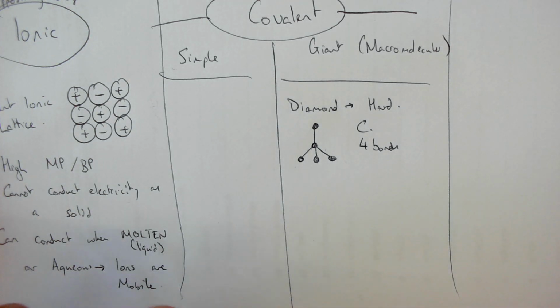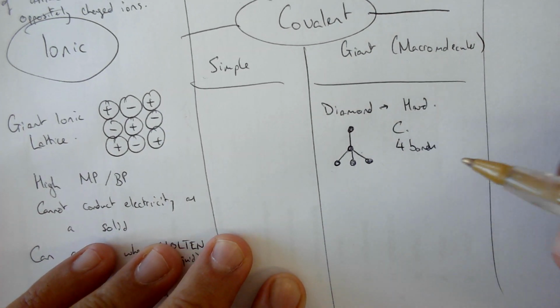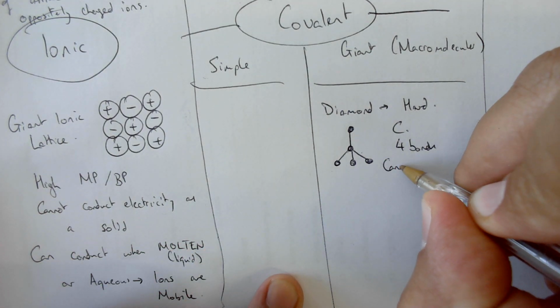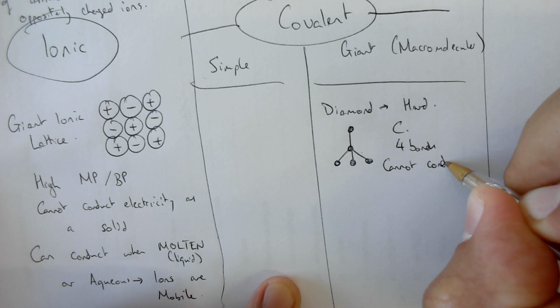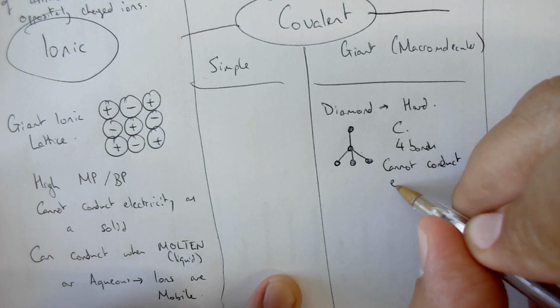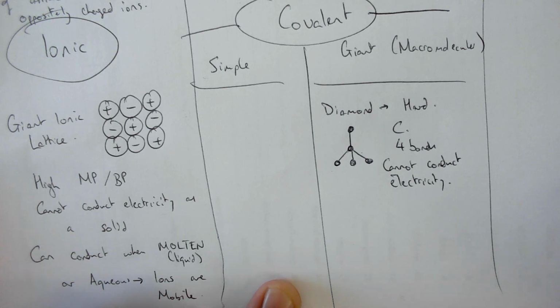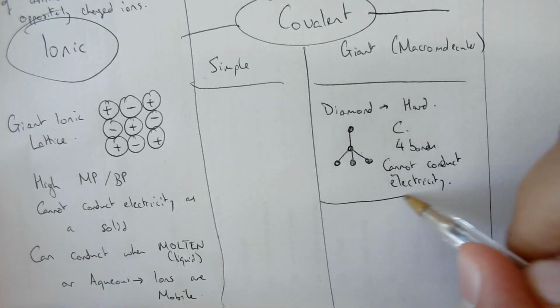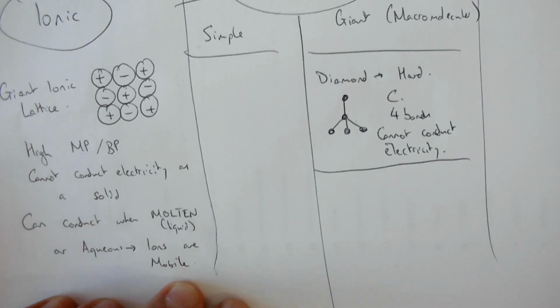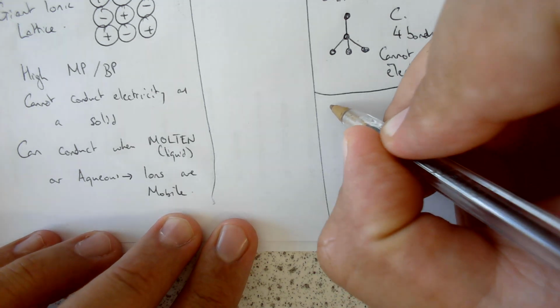Now carbon in diamond is an allotrope. That means it's a form of carbon. It cannot conduct electricity because there are no free electrons.